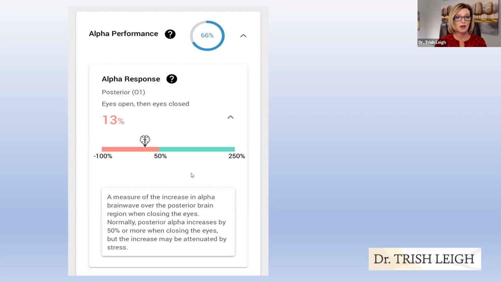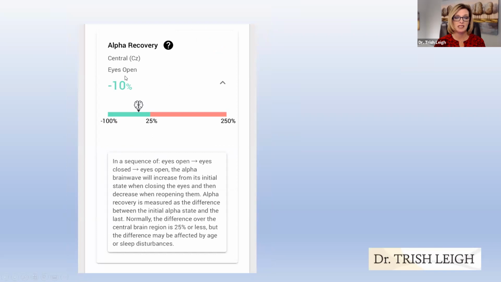We're jammed up here. Okay, alpha recovery. What I wanted to show you is this is in the posterior region, and then we know that we move the sensor to be able to get the home brain map. And so what we see here is we also see this in the central area at negative 10%. So what this shows is the eyes are open, the eyes are closed, the eyes are open. So it's looking at the ability of the brain to recover, but then come back online for thinking. And so basically it explains that the difference is normally 25% or less. And we see that. So this is an appropriate measure because it's in the green.